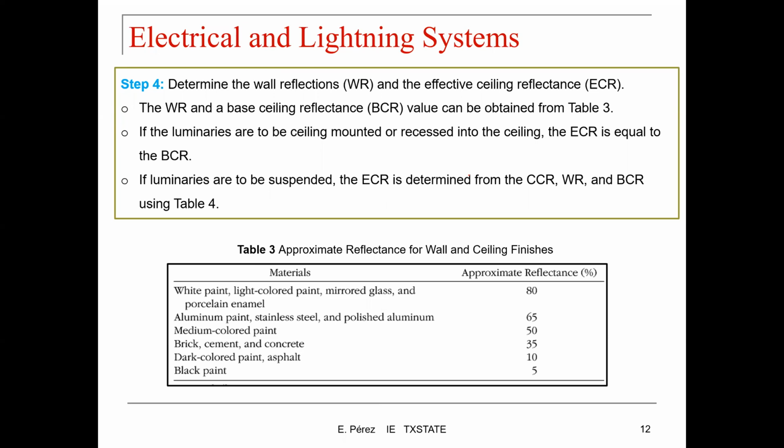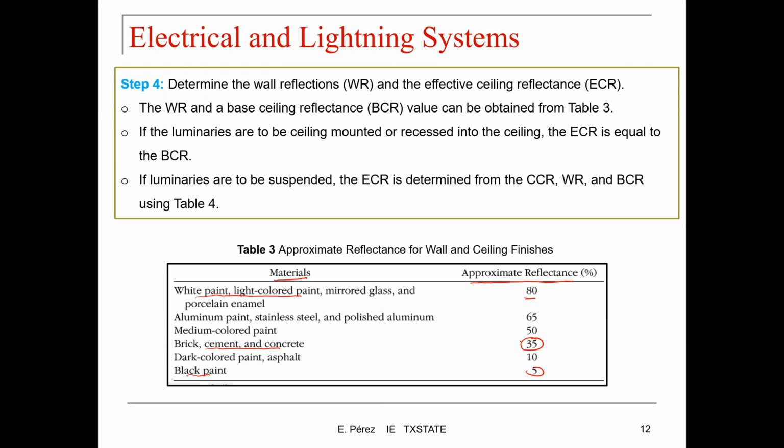Step 4 is to determine the wall reflection, WR, and the effective ceiling reflectance, ECR. The wall reflection and a base ceiling reflectance, BCR, value can be obtained from table 3. Okay, so here's table 3, which has the approximate reflectance depending on the materials. So if you have white paint, light color paint, then the approximate reflectance is about 80%. If you have black paint, 5%, brick, cement, and concrete, about 35%.